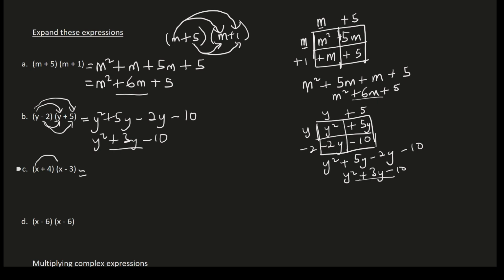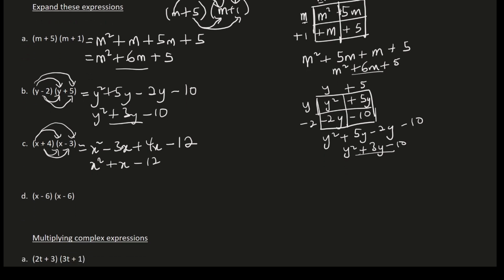I have x times x, which is x squared, and then x times minus 3, which gives me minus 3x. Then 4 times x, which gives me plus 4x. And then 4 times minus 3, which gives me minus 12. Don't forget, positive times negative is always negative. So to simplify this, I have x squared plus x minus 12.